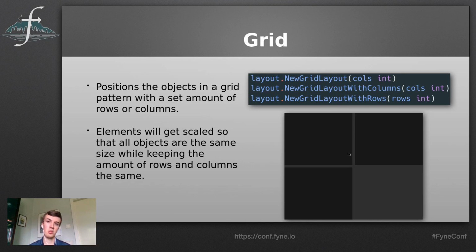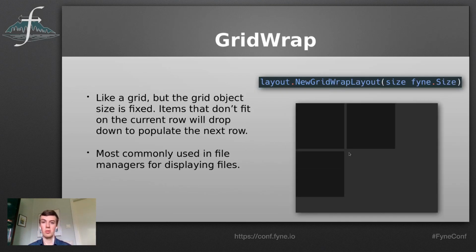And if this is something that you would have wanted, then you can move on to the grid wrap. With the grid wrap, it's basically a grid, but instead of saying I want this many columns or this many rows, you set a fixed size for the objects, and any items that don't fit on the current row will drop down and populate the next row. You might have seen this before in, for example, file managers, where you have a lot of icons in an icon view, and when you resize the window, they pop up to the row below, or above, I mean, sorry.